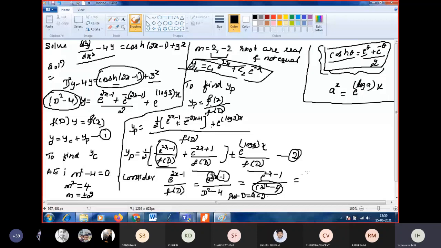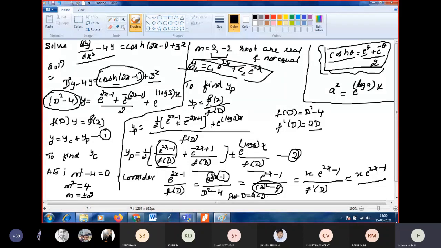Since the denominator is 0, multiply the numerator by x and consider the denominator as f dash of D. Now it becomes x into e power 2x minus 1 by f dash of D. What is our f of D? f of D is D square minus 4. Then what is f dash of D? 2D minus 0, that is 2D.